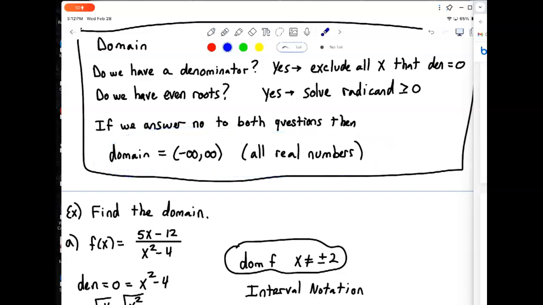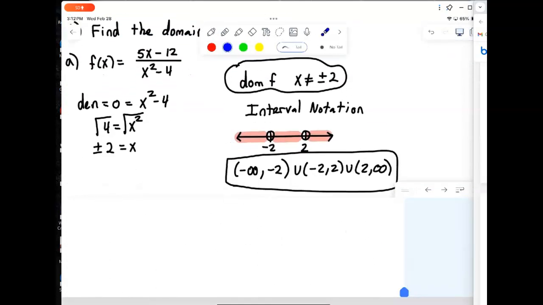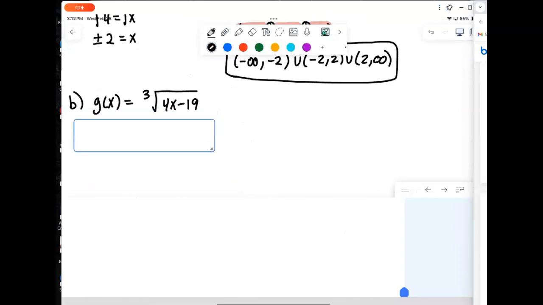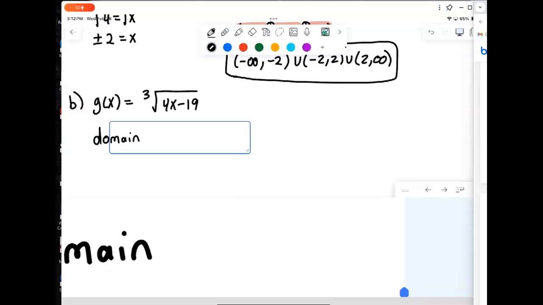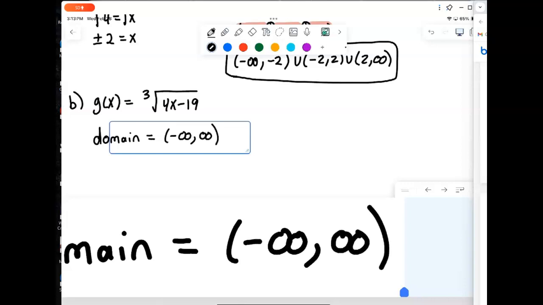Now later on, we will add other questions to this list. So it'll be more than 3 questions now. But for now, it's just the 2 questions. So if we answer no to all those, then the domain is everything. And that's what we're dealing with here. We do not solve anything here. There is no equation to solve at all. We recognize by asking the questions, and we find out that the domain here would be all real numbers. And so there's nothing else for us to do in that example there.